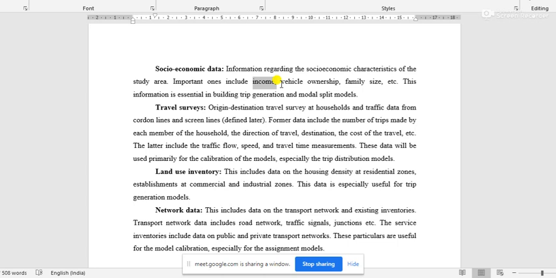Those are two-wheeler, four-wheeler, or the weight of the vehicle, or the loads that may come from that vehicle. This type of data. Family size means the population of each of the families. These kinds of data you have to collect under this head of socioeconomic data.